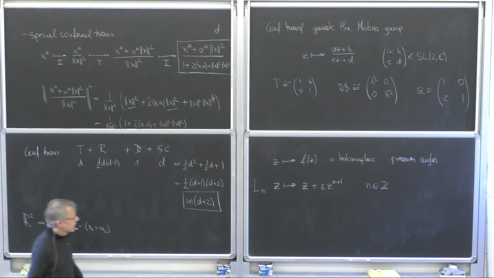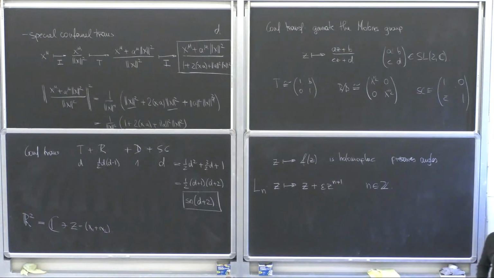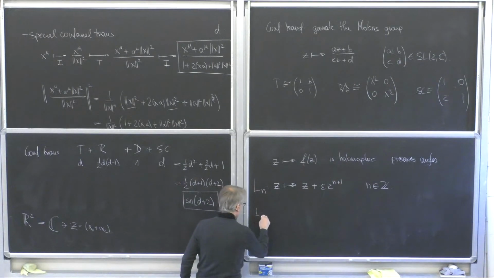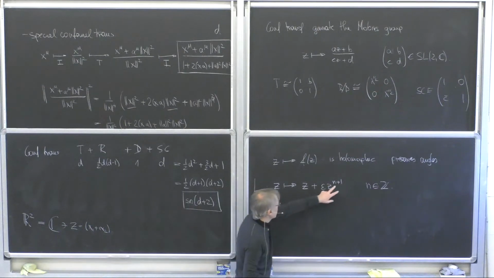That's the power behind 2-dimensional conformal field theory. Now you may ask, why on earth did I write this with this funny n plus 1 there? Why did I do this? Well, it has to do with wanting to have a certain subalgebra. You'll see in a second why I wanted to do that.